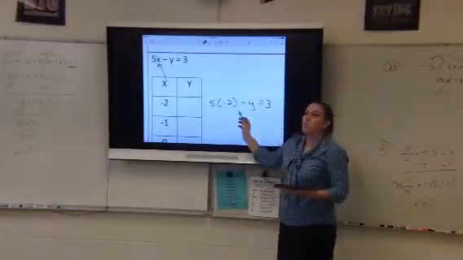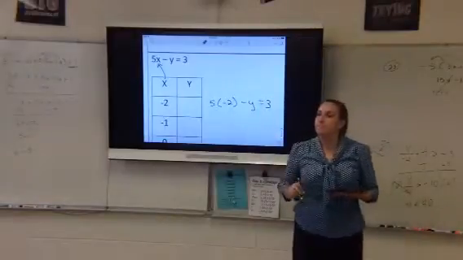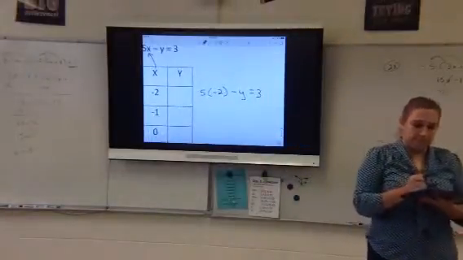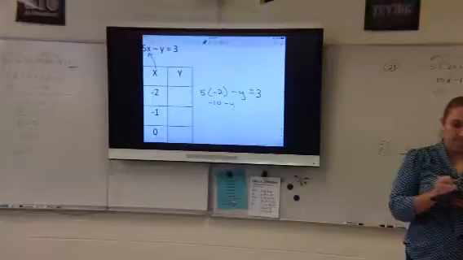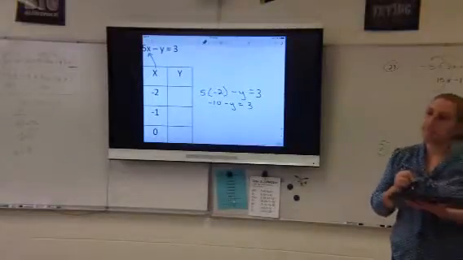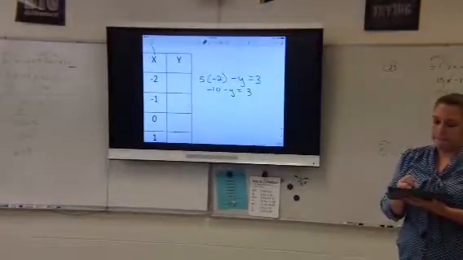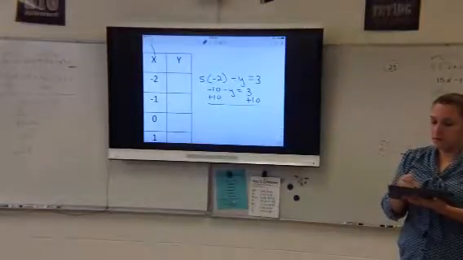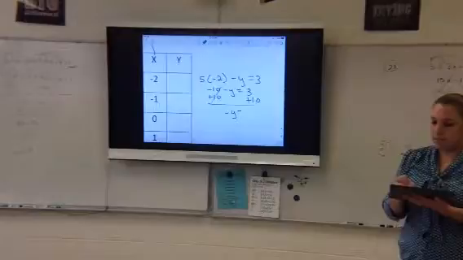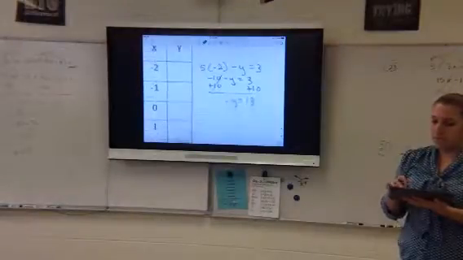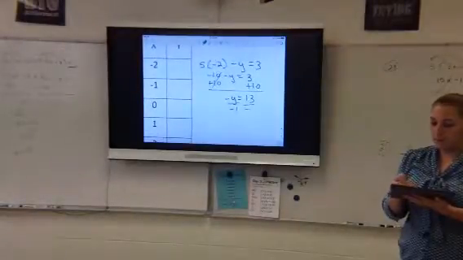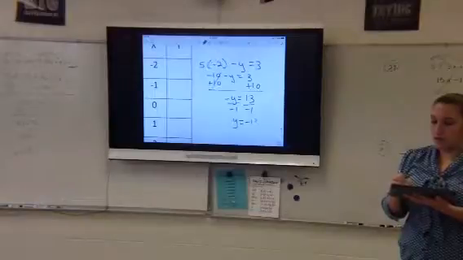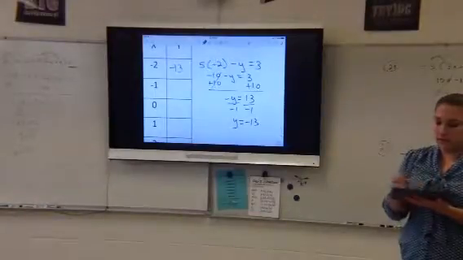So how would we solve this? What would we do here? John? 5 times negative 2 equals negative 10, minus y equals 3, and then 3 plus 10 is equal to... Good. So that'd be negative y equals 13, or y equals negative 13. Very good. So this one right here, negative 13.